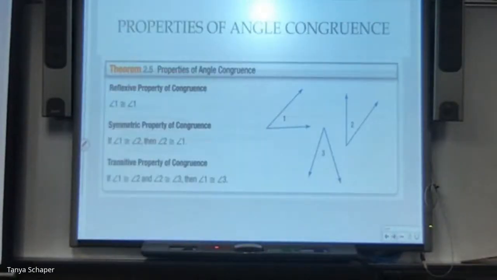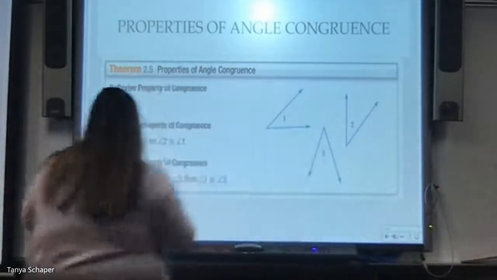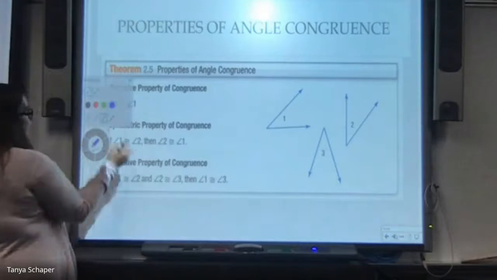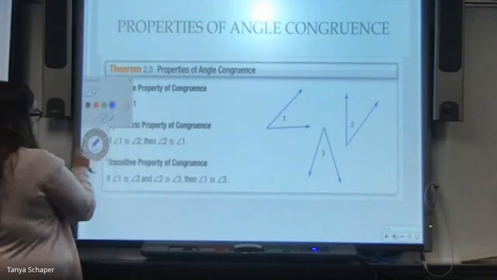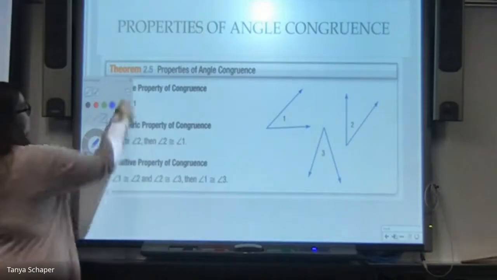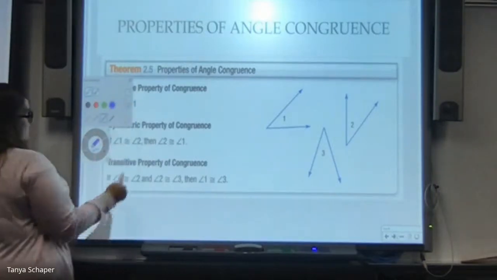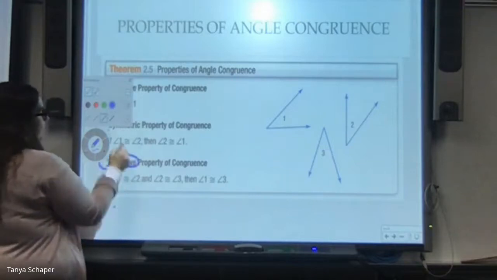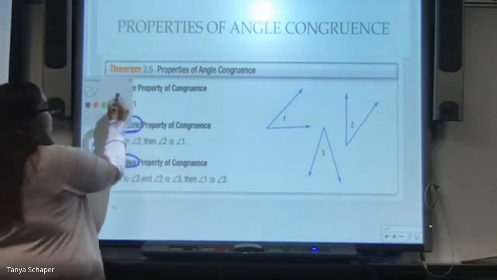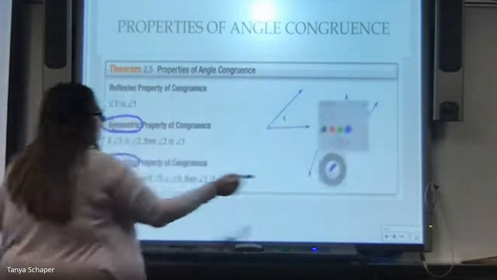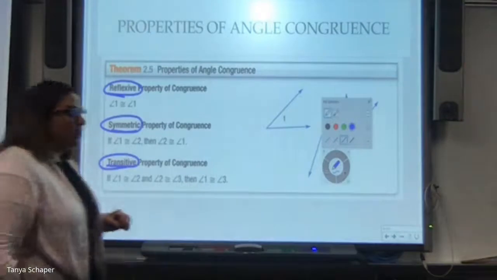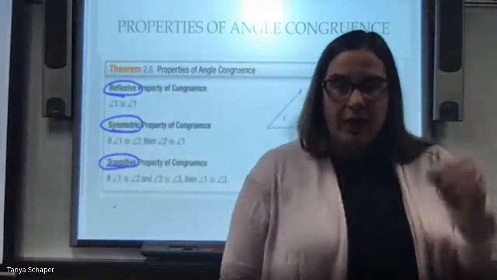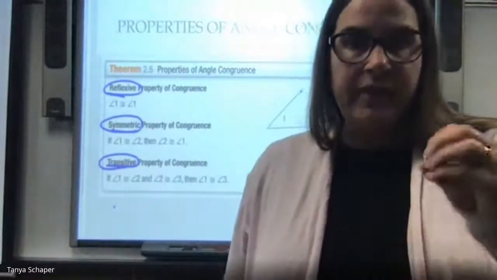All right, properties of angle congruence. Look at these keywords we're seeing again. We've got transitive. We've got symmetric. I promise you they'll be coming. And then we have reflexive. Same thing we saw when we were talking in the previous lesson with algebraic proofs. And they mean the same thing.